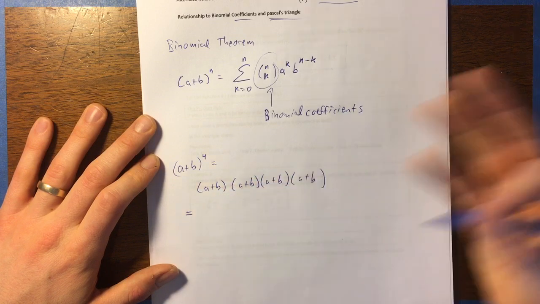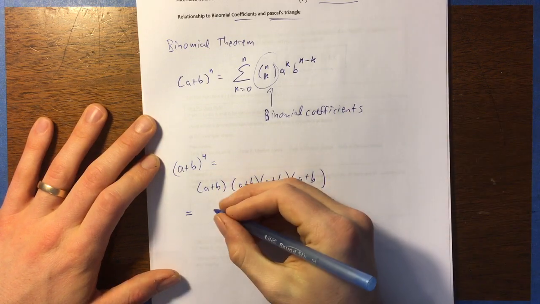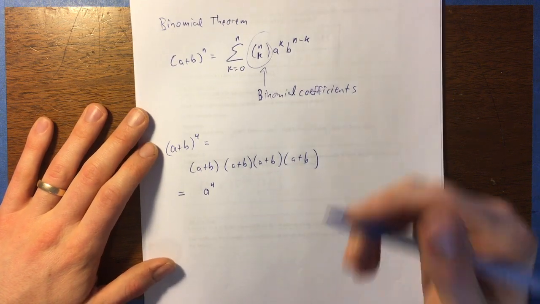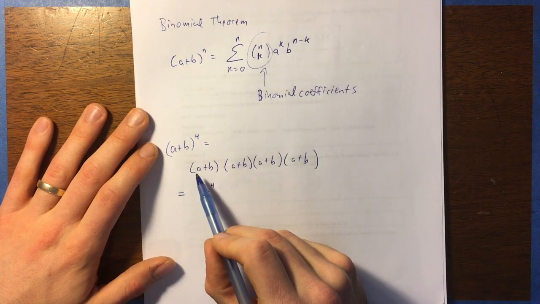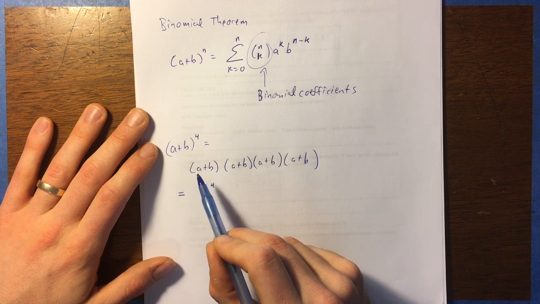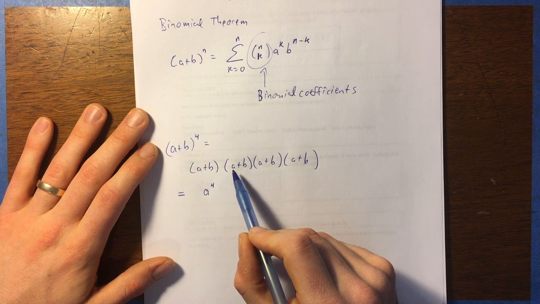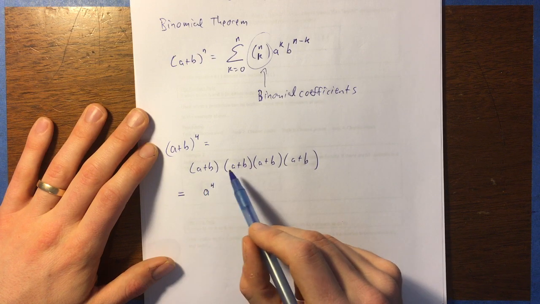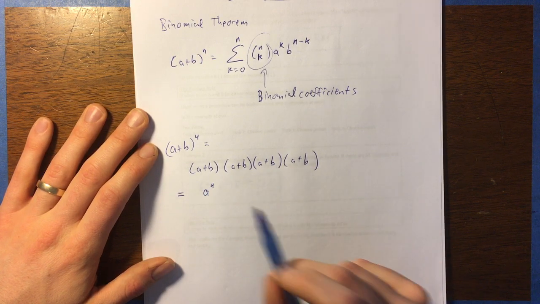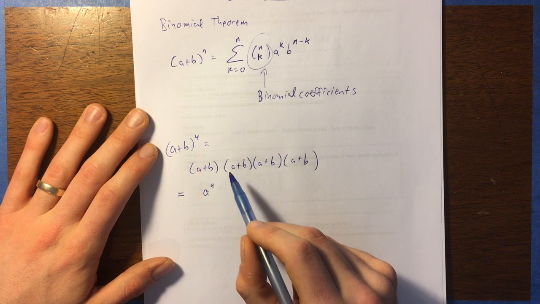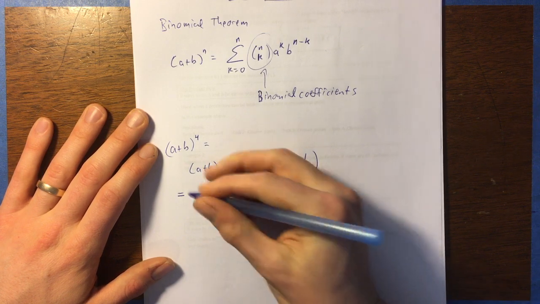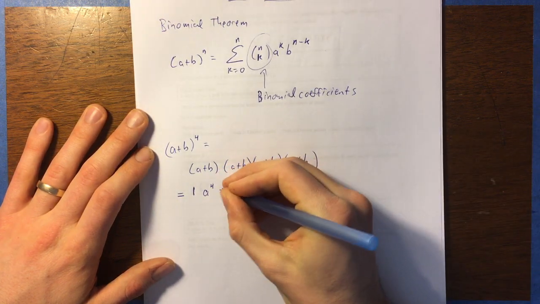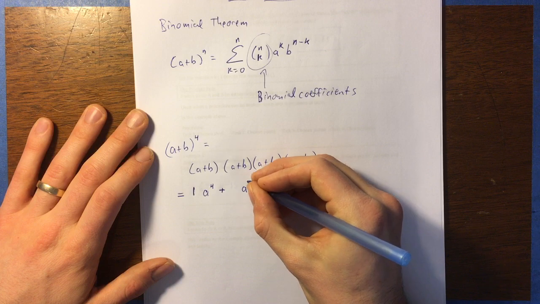And when we multiply that out, we're going to get a to the power 4. How many copies of a to the power 4 are we going to get? Well, there's only one way of choosing a from every one of these binomials, right? You've got to pick a from this one and a from that one and a from that one and a from that one. So that's a 1. For the next one, we're going to have a cubed times b.